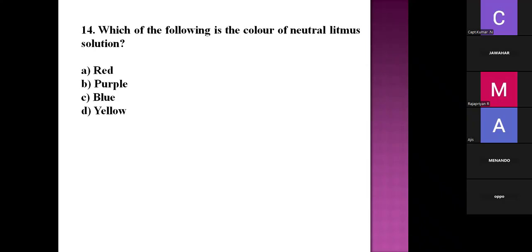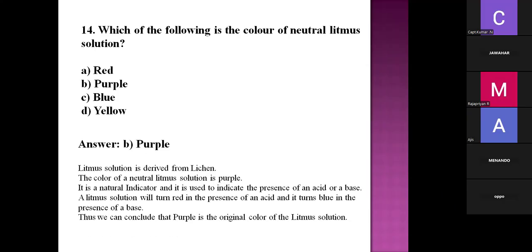The correct answer, option B, purple, is the correct answer. Litmus solution is derived from lichens. The color of neutral litmus solution is purple. It is a natural indicator and it is used to indicate the presence of an acid or a base. The litmus solution will turn red in the presence of an acid and it turns blue in the presence of a base. Thus, we can conclude that purple is the original color of litmus solution.